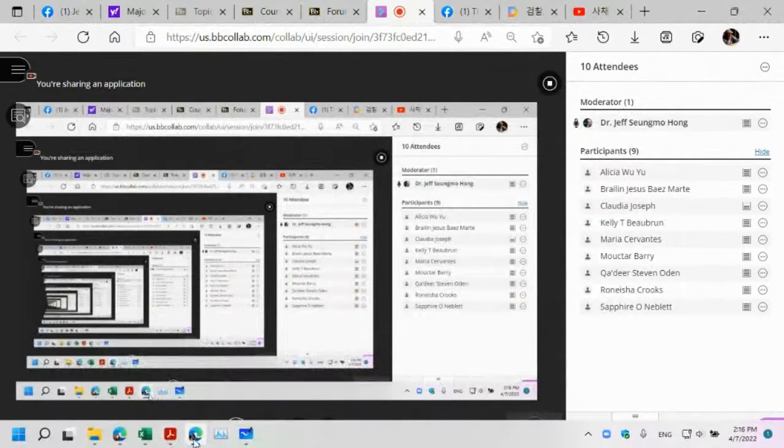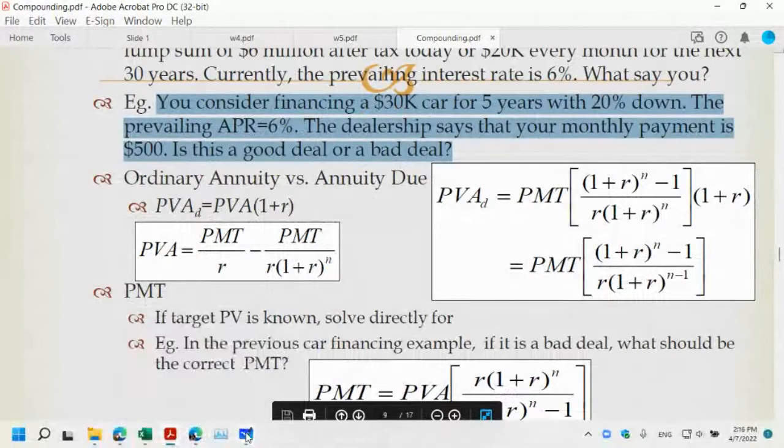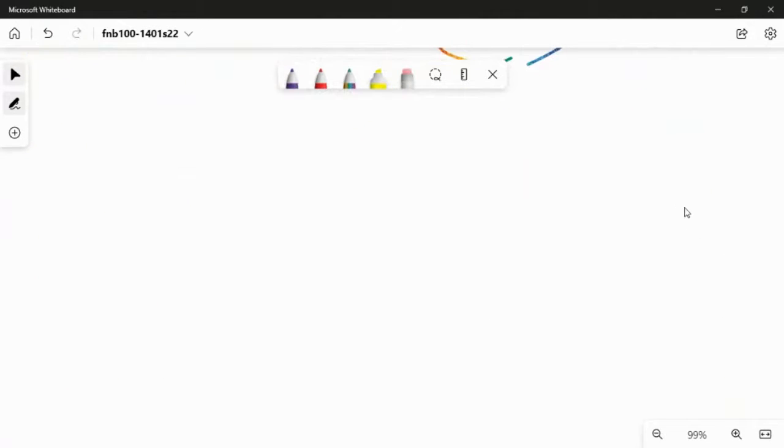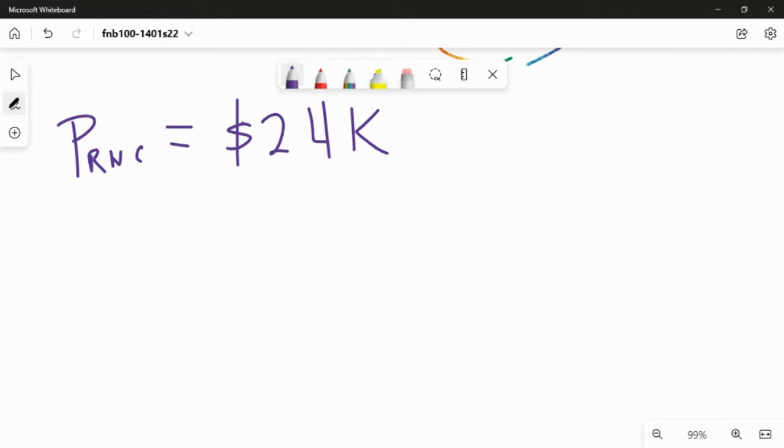So now let's think about it. The principal borrowed. I would normally use just P, but if I use P in this case, it may be confused with the price of the car. Never mind, but we understand. Principal borrowed is 24K. Of course, APR is 6%.